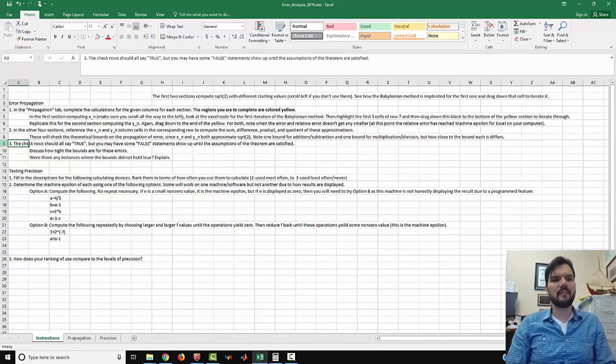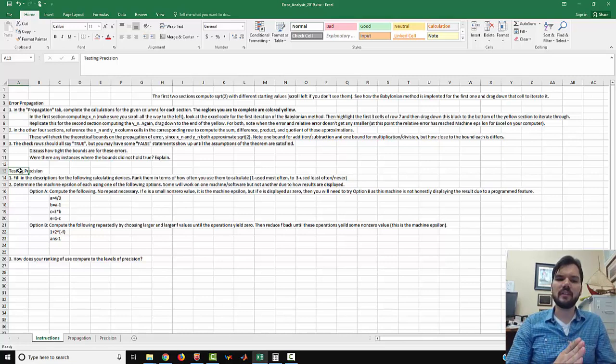So I'll let you take a look at that and discuss how tight the bounds are. How does the bound on addition compare to the bound on subtraction? How about multiplication and division? Are they pretty similar, or is one closer to the bound than the other?